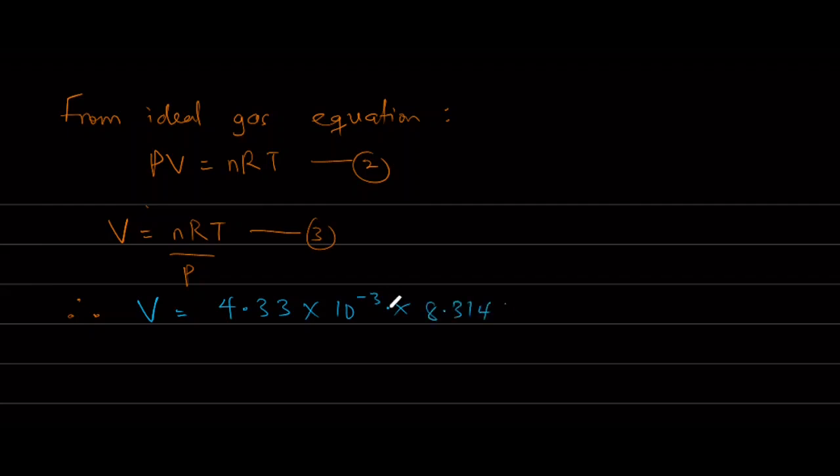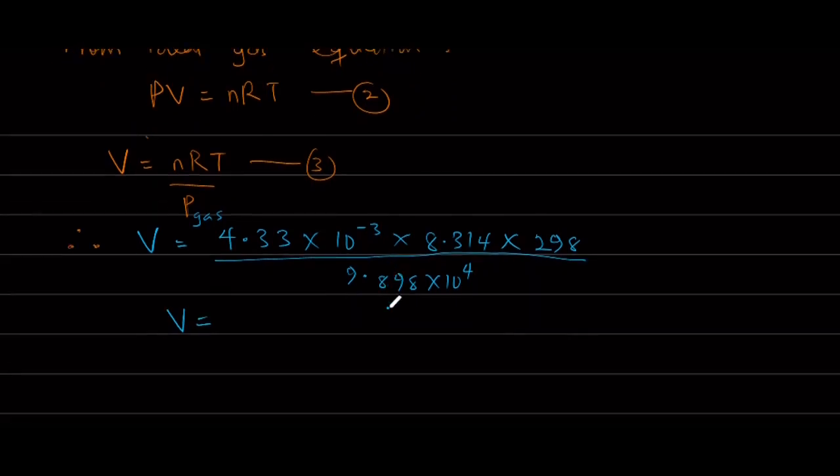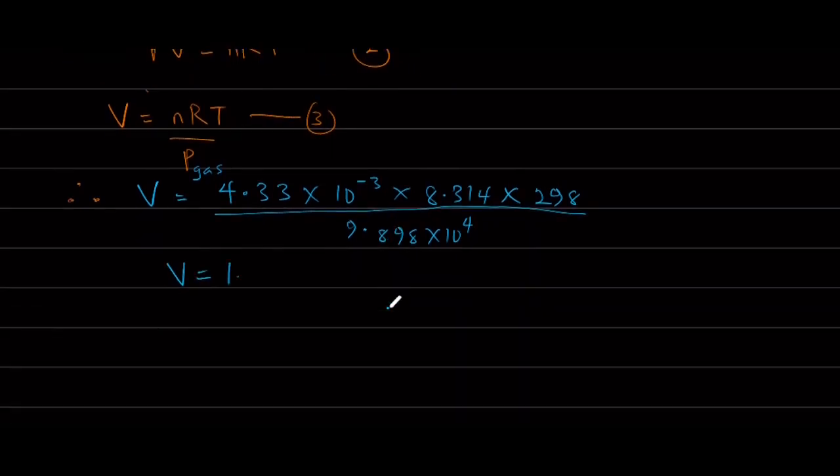Why are we using 8.314? We have already said that if our pressure is in Newton per meter square and the volume is expressed in meter cube, we're going to make use of 8.314. That means temperature is 298 over our P value, which represents the pressure of the gas that we have calculated, which is 9.898 exponential 4. So the volume of the gas is going to be 1.084 exponential minus 4 in meter cube.